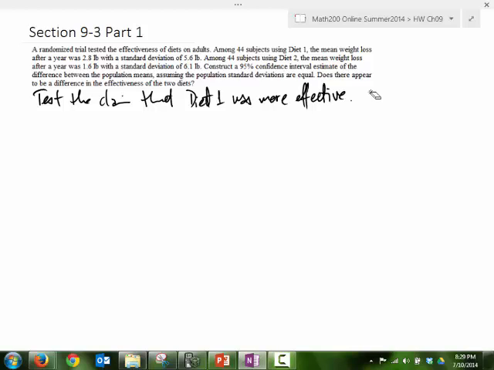So let's say this is our first part, and notice I purposely didn't put a significance level, because if we don't have a significance level, what do we do? We assume it's 0.05. So we're going to assume it's 0.05. If it's not given to us, we're going to assume it's 0.05.